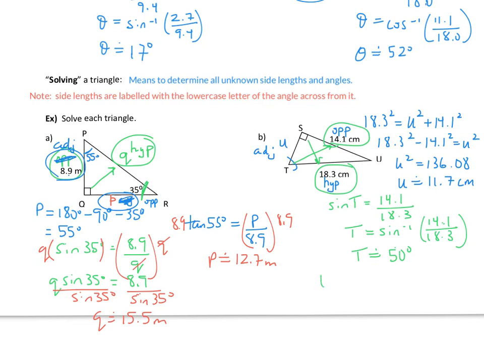Then angle U would be 180 degrees, subtract the 50 degrees, subtract the 90 degrees, which will equal 40 degrees. So we have our three pieces of information we needed to find there. So hopefully that makes sense and you will be okay for your homework.